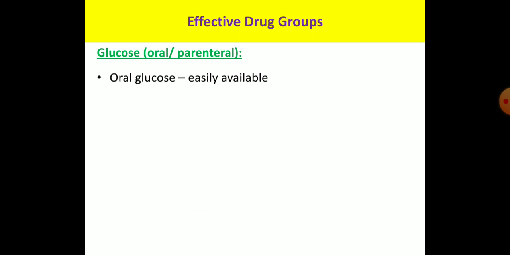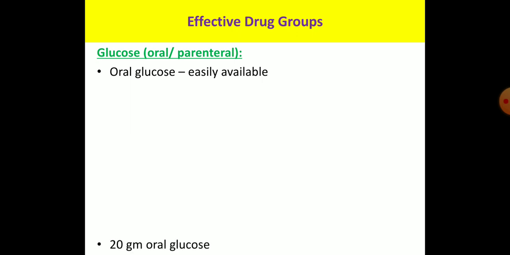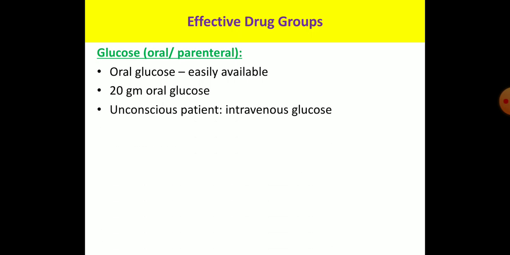Now effective drug groups, we are having two effective drug groups. One is glucose and the other is glucagon. Glucose you can give, you have two choices, oral and parenteral. It is very obvious that oral glucose is easily available, but it can only be administered in a conscious patient, and generally you give 20 gram of oral glucose, and then you look for the improvement. But if the patient is unconscious, you have to administer intravenous glucose in terms of intravenous dextrose.